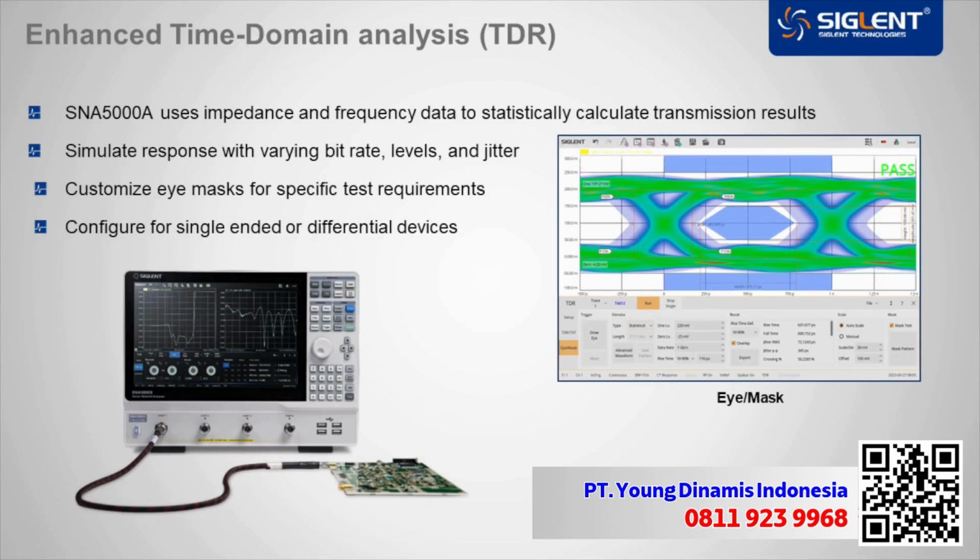Today we're going to talk about TDR measurements using an SNA5000A series vector network analyzer. This network analyzer captures impedance, gain, and phase information across frequency. It can then allow you to statistically analyze what it would look like with communication signals being pushed through that network. The instrument can simulate varying bit rates, levels. The instrument can even add jitter to this measurement.